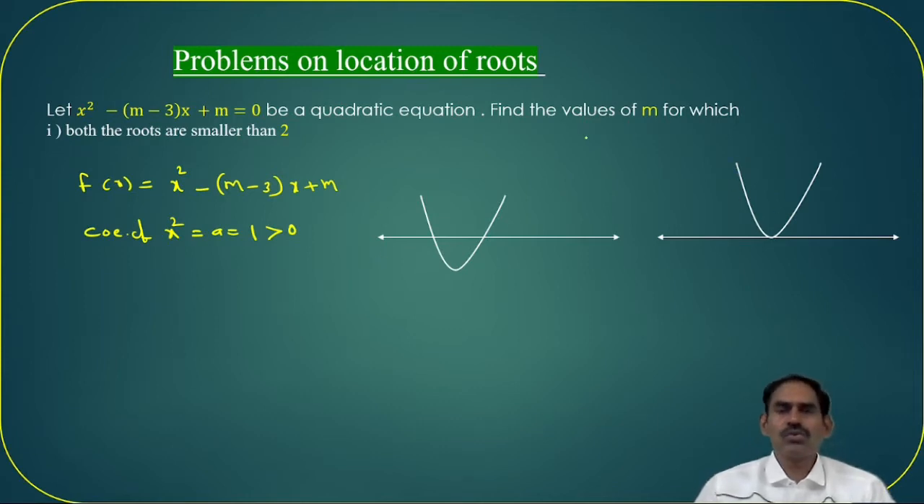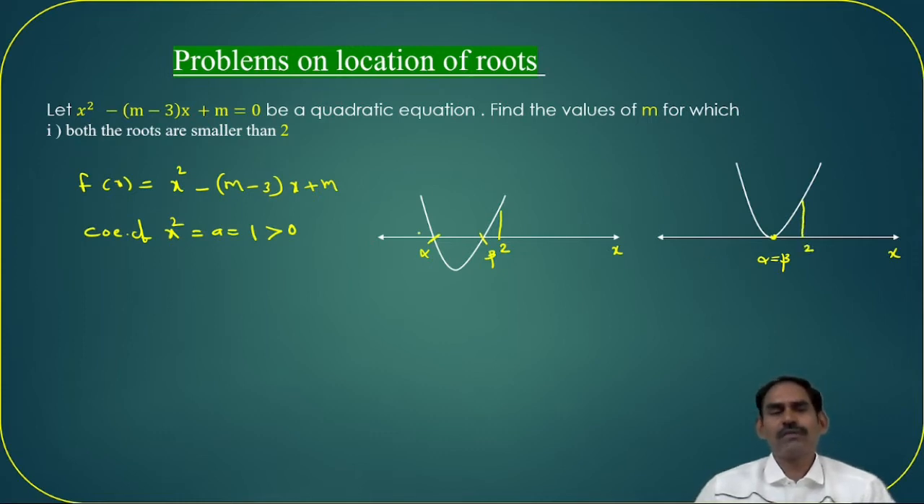Also two roots are there, so the parabola meets the x-axis at two distinct points, alpha and beta. In the other case the roots coincide, alpha equals beta. Both the roots are smaller than 2, so I am taking 2 on the right side of alpha, beta. Here also, this is 2.